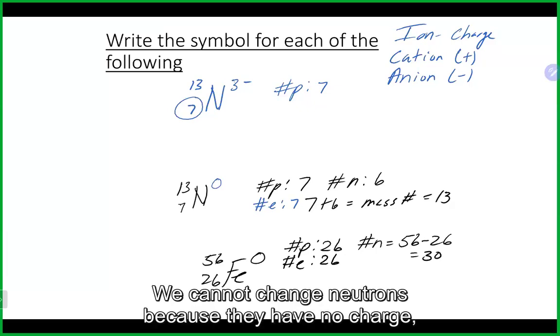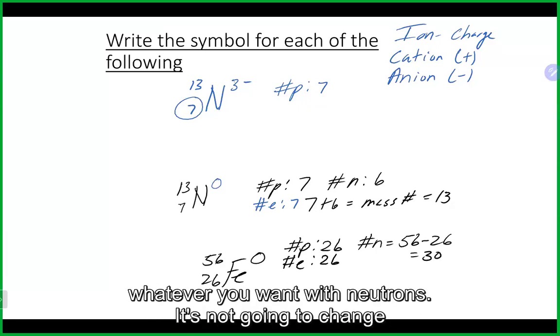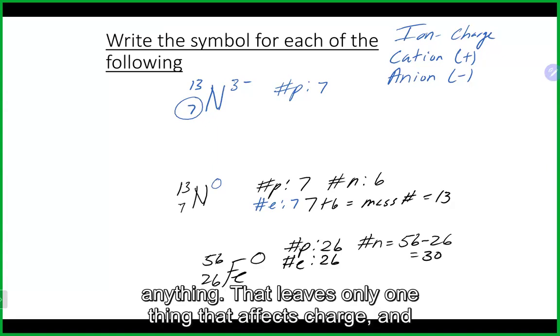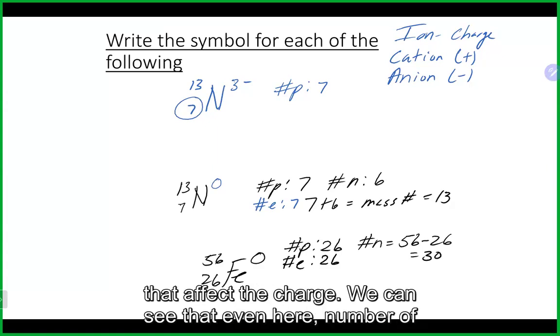We cannot change neutrons because they have no charge, right? And that's not going to affect anything. You can do whatever you want with neutrons. It's not going to change anything. That leaves only one thing that affects charge, and that is electrons. Yeah, so it's actually the number of electrons that affect the charge.